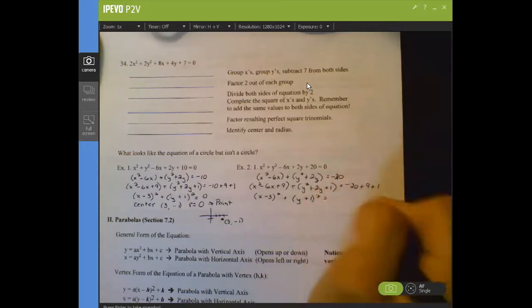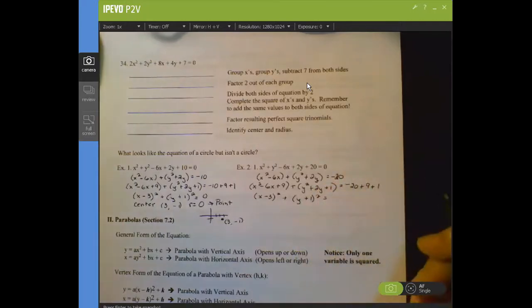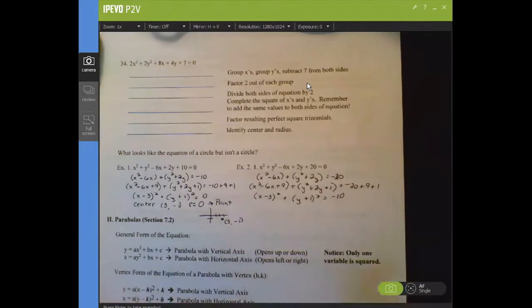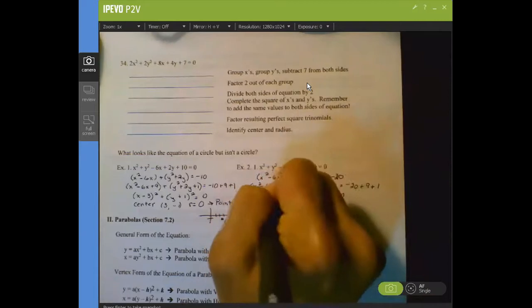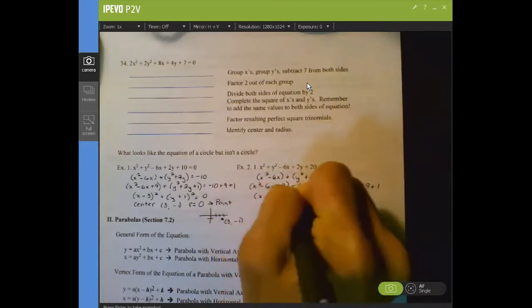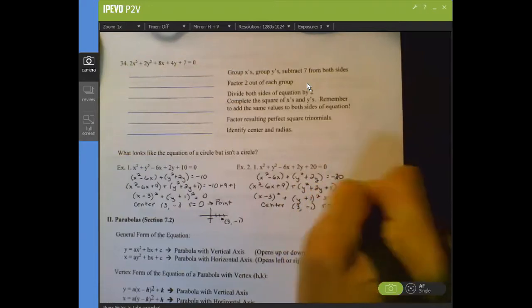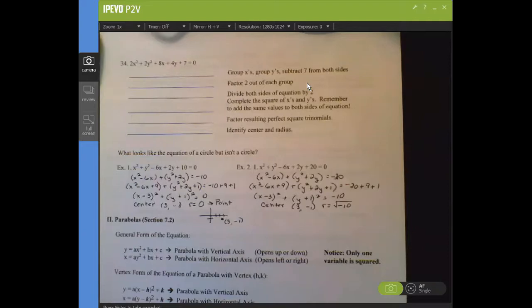Negative, did you say 10 or 2? 10. Okay, -10. And so I'm thinking, oh, it's a circle with center 3, -1, and radius the square root of what's on the right-hand side. And then I go, whoa, what's a circle with radius square root of -10? What is square root of -10?